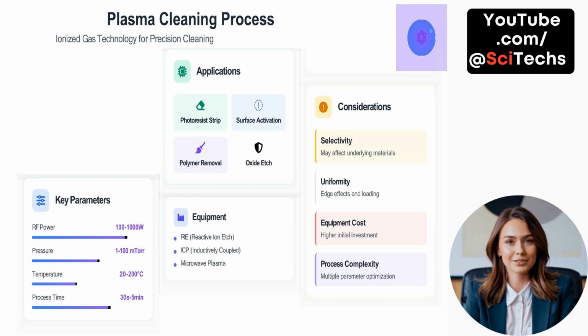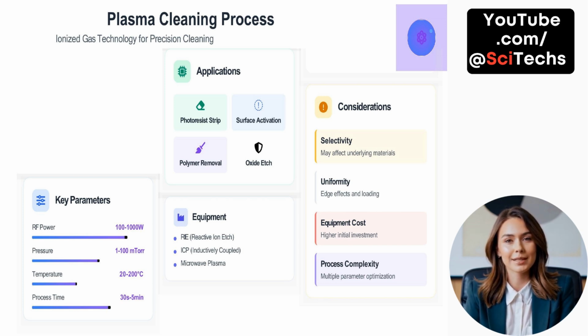Plasma cleaning process, applications, parameters, and considerations. Plasma cleaning supports a range of precision applications in semiconductor manufacturing. It is used for photoresist stripping, removing residual mask materials after lithography. Surface activation improves adhesion by modifying surface chemistry. Polymer removal is critical for clearing residues left from etch or deposition steps. Additionally, oxide etching allows controlled removal of oxide layers without damaging underlying structures.